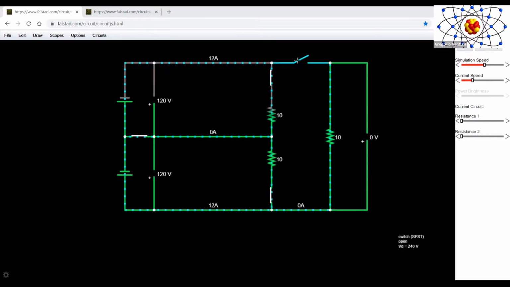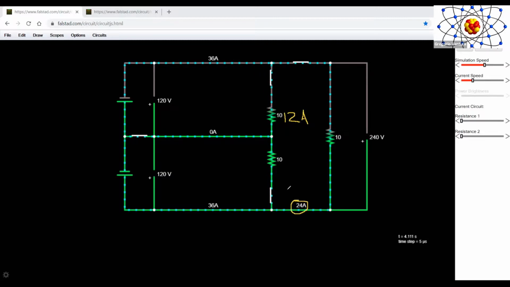Okay, I want you also to notice what's going to happen when I close this switch. As soon as I close that switch, of course, we are going to have 240 volts applied to this load, which is going to be one of those heavy loads that we were talking about. And then the total current that we have in the circuit is going to be 24 amps for this load. Okay, so we have 24 amps here, plus the 12 amps that we have from before.